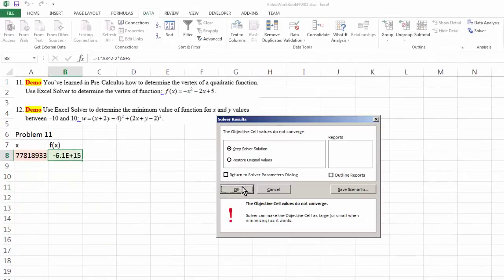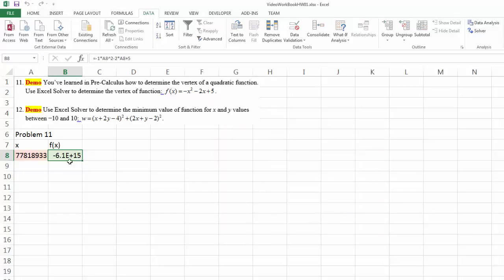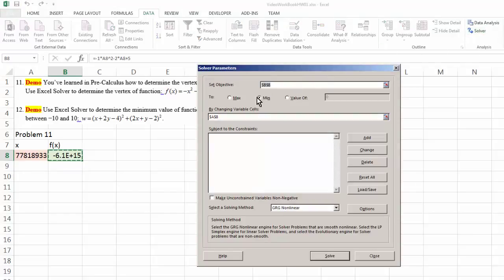Oops, we cannot find a solution. You see, Excel is trying very hard. It has tried many numbers. However, it cannot find a solution, which probably is a good indication that this function does not have a minimum value. Okay, that's okay. Let's try to find the maximum value instead.